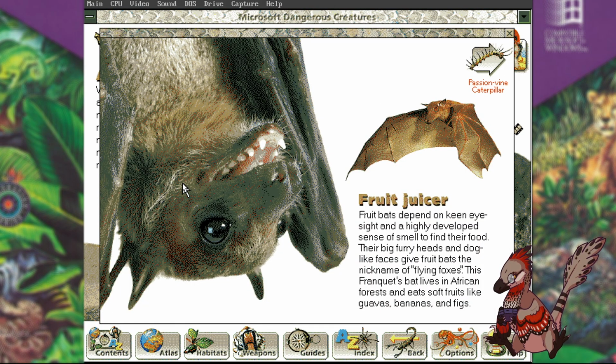Fruit juicer. Blind as a bat? Oh, he's so not happy! Oh my god, I want to pet this bat! Boop, boop, boop. Look at him, he's so cute! He has little fangs! I didn't know they had little fangs, look at that.